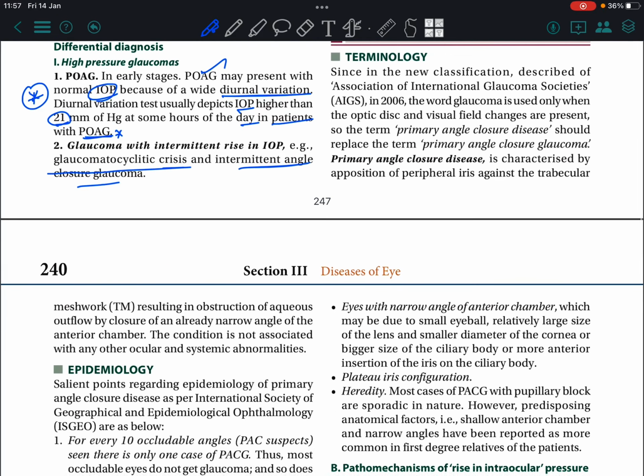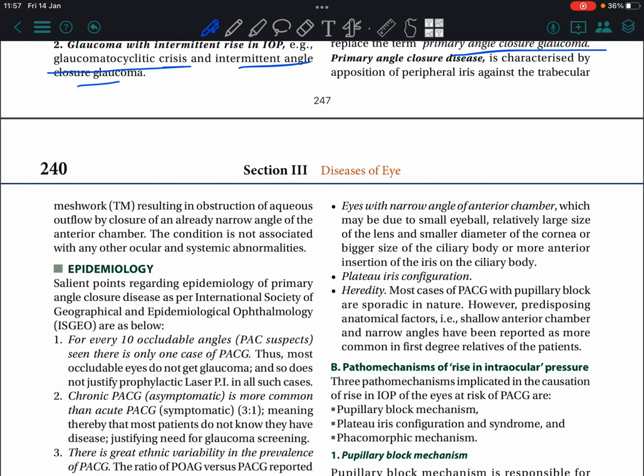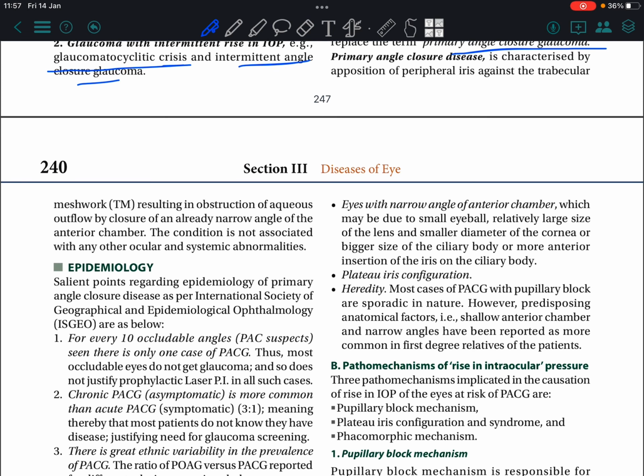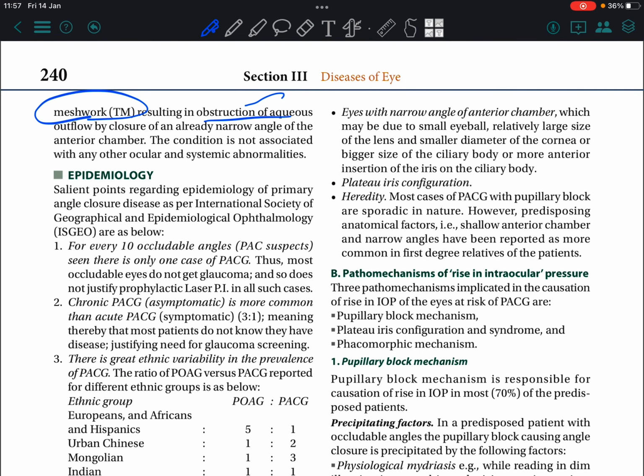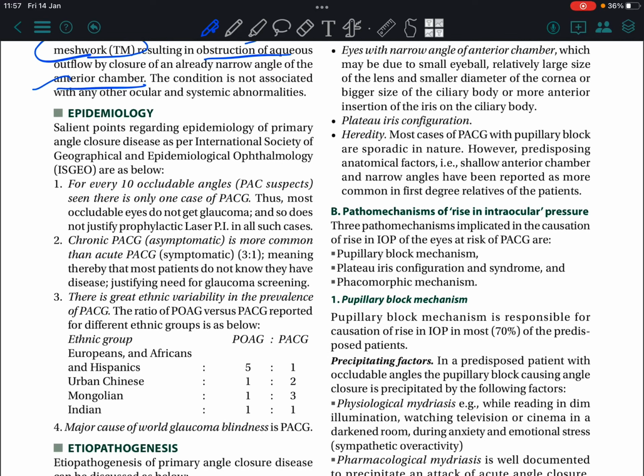Primary angle closure glaucoma. It is characterized by apposition of peripheral iris against the trabecular meshwork, resulting in obstruction of aqueous outflow by closure of an already narrow angle of the anterior chamber. The condition is not associated with any other ocular or systemic abnormalities.